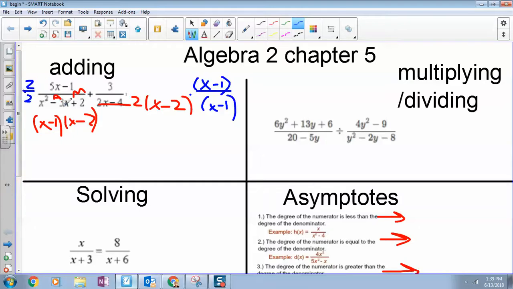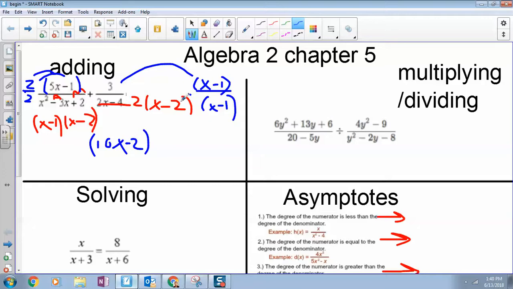So now all we have to do is, let's just worry about the top for now. So put this in parentheses, let's distribute. 2 times 5x is 10x. 2 times -1 is -2. Alright, then on this side we're going to distribute the 3. 3 times x is, and I'm sorry, that's 10x minus 2, not the best minus.